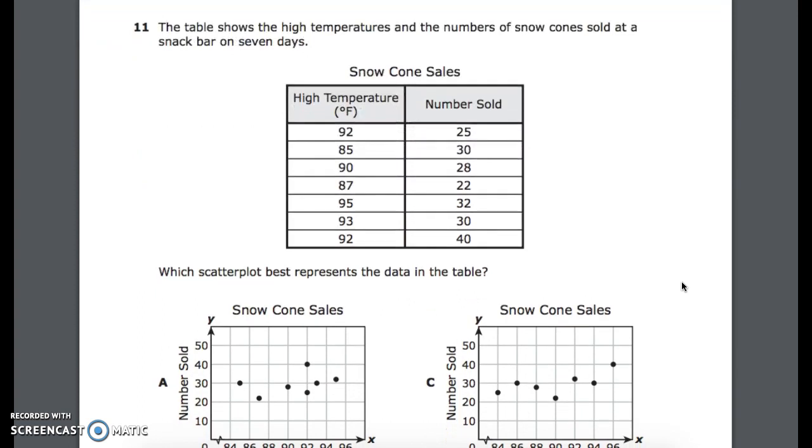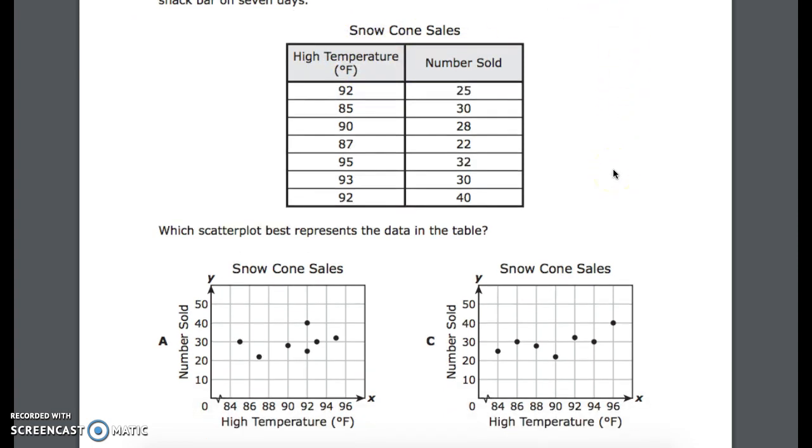Number 11. The table shows the high temperatures and the number of snow cones sold at a snack bar on 7 days. Snow cone sales, high temperature in degrees Fahrenheit, number sold. Which scatter plot best represents the data in the table?